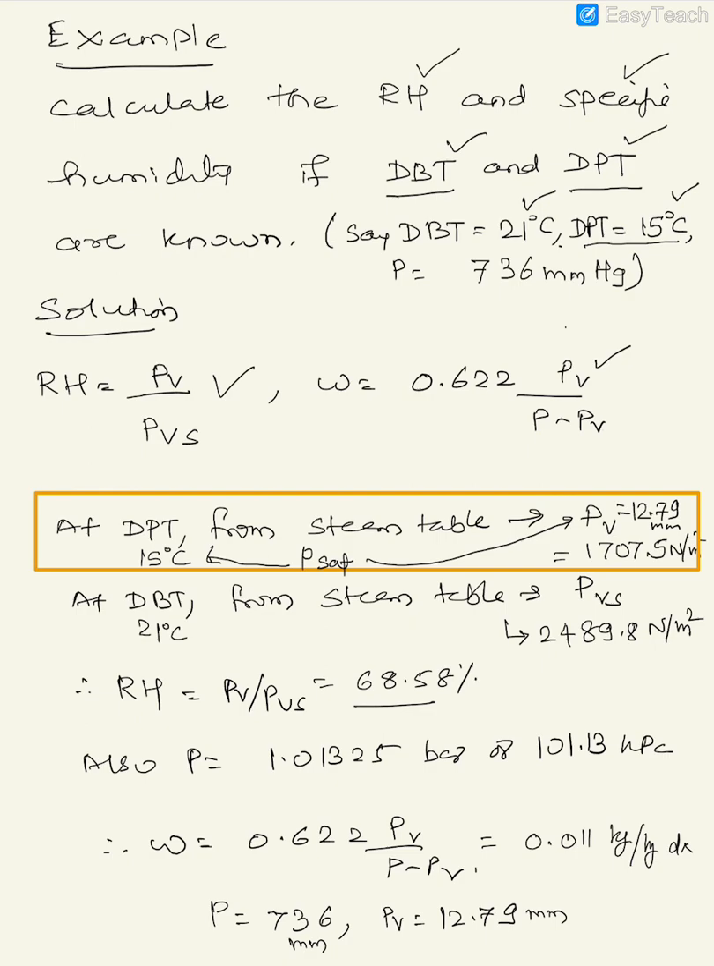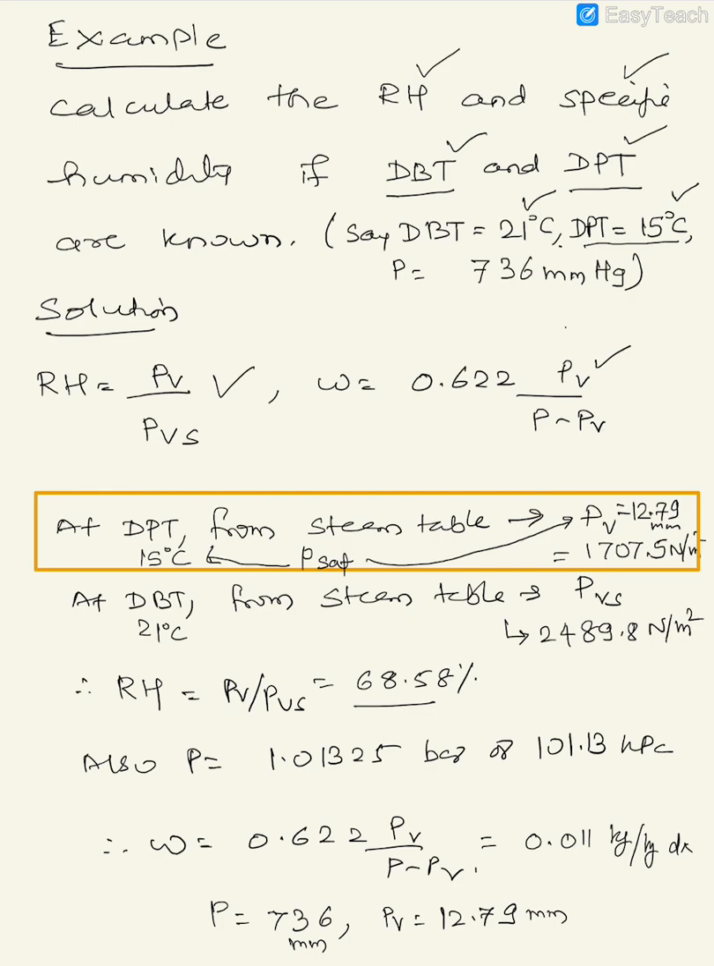From that dew point temperature, look for the saturation pressure corresponding to 15 degrees centigrade, because 15 is the given dew point temperature. You get PV. So that PV is 12.79 mm of Hg. You can convert it into Newton per meter square also.